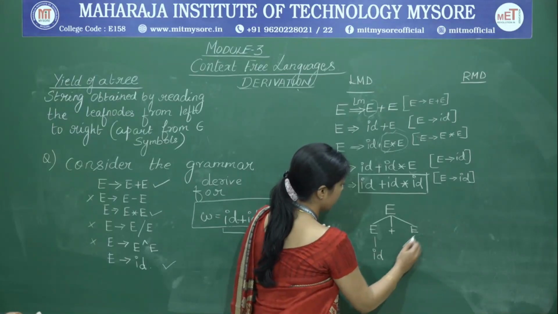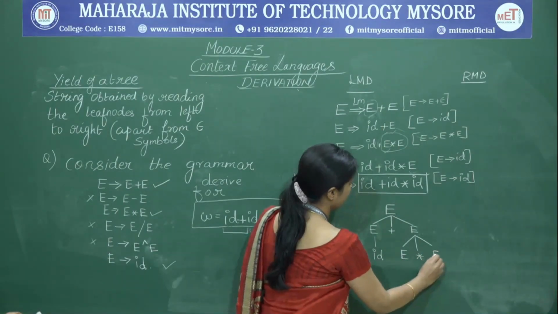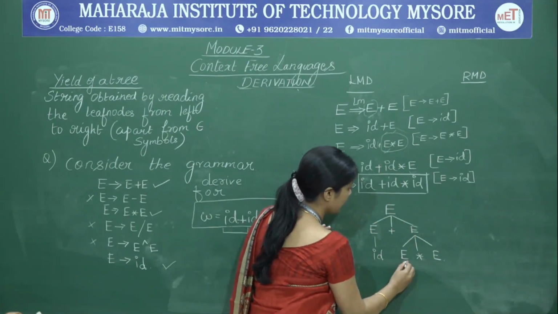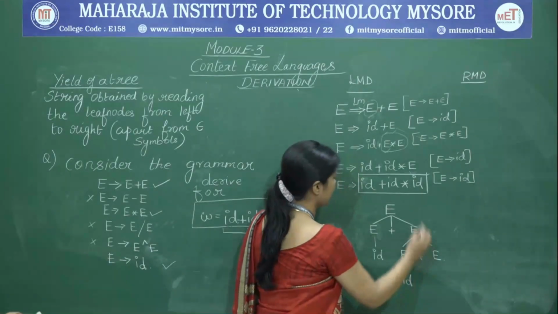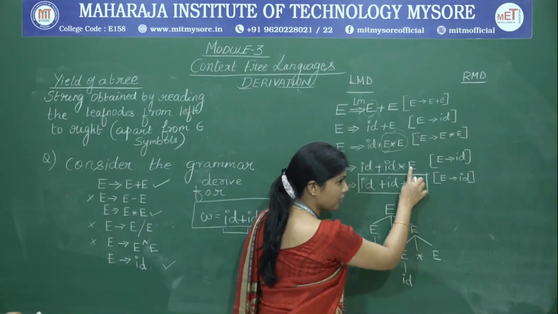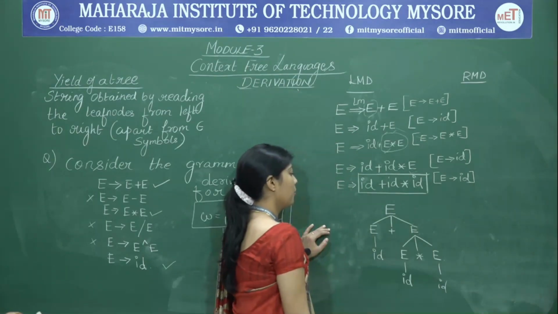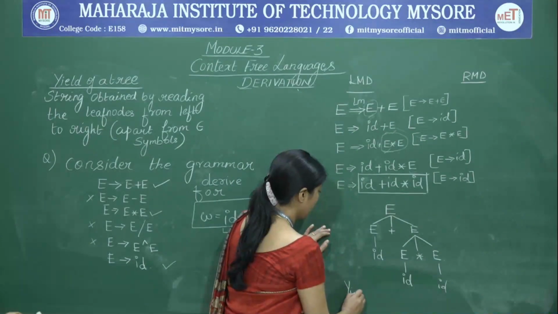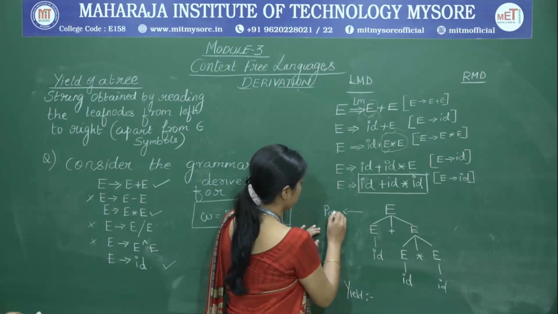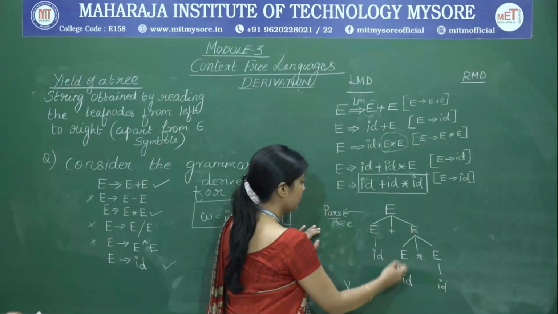So this E has got 3 things. What are they? E star E. Next, this E is replaced by id. So this E is actually getting replaced by id. Next, this E is getting replaced by id. So this E has got replaced by id. Now we'll see what is the yield of the tree, and this is nothing but your parse tree. This is the parse tree.